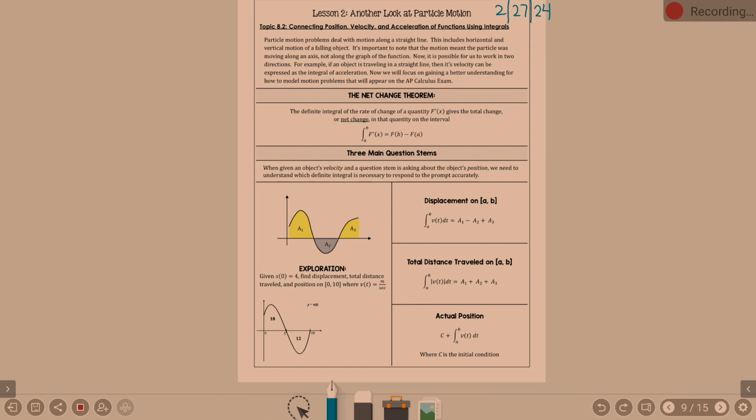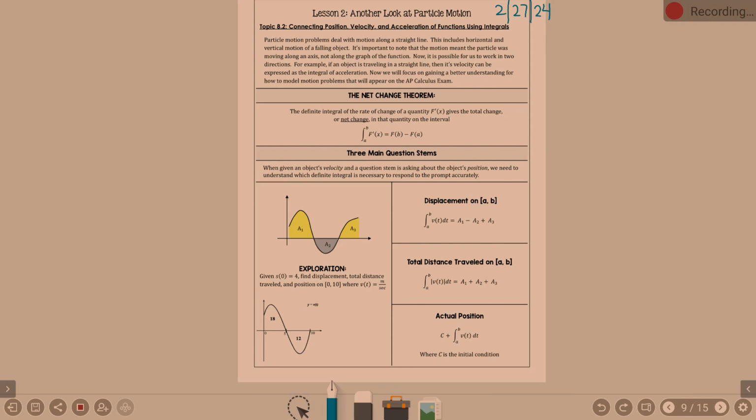So, particle motion problems deal with motion along a straight line. This includes horizontal and vertical motion of a falling object. It's important to note that the motion means the particle was moving along an axis, not along the graph of the function. Now it is possible for us to work in two directions. For example, if an object is traveling in a straight line, then its velocity can be expressed as the integral of acceleration. Now we'll focus on getting a better understanding of how to model motion problems that will appear on the AP Calculus exam.